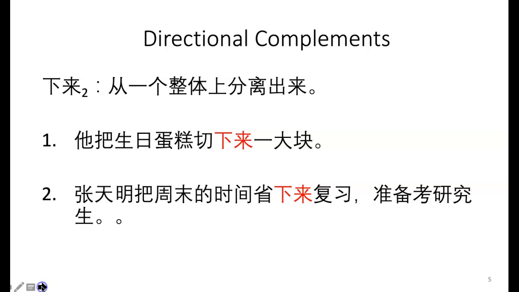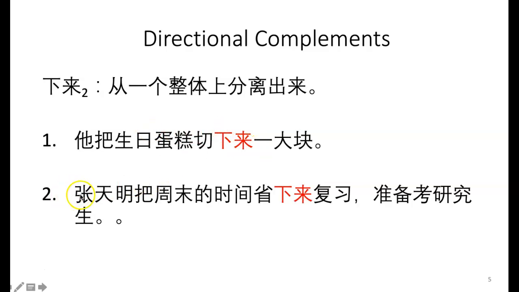好，那么下来 can be used in another way. 我们看第一个句子，他把生日蛋糕切下来一大块。So we had a birthday cake before, and a birthday cake could be a really large one. Now, he only cut 1 piece from this huge birthday cake.